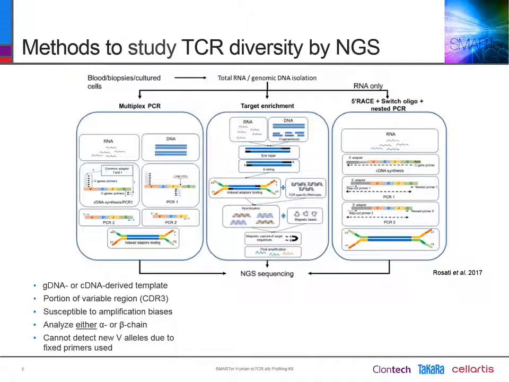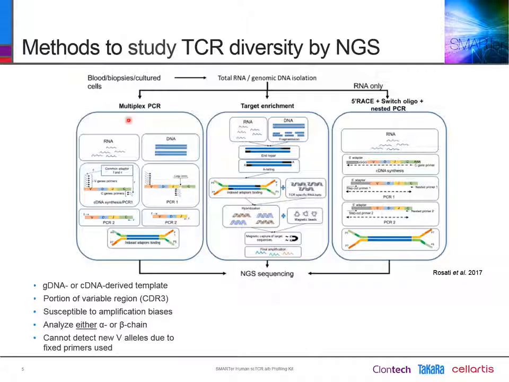So moving along, recently there have been 3 methods to study TCR diversity by NGS. And this is a picture from a review article published by Rosati et al., where the 3 main approaches are presented here: multiplex PCR, target enrichment, and 5' RACE combined with template switching cDNA synthesis. I'm going to briefly review each method and the benefit of doing multiplex PCR versus target enrichment, and try to highlight why we have picked the 5' RACE method as our method of choice in our TCR profiling kits.